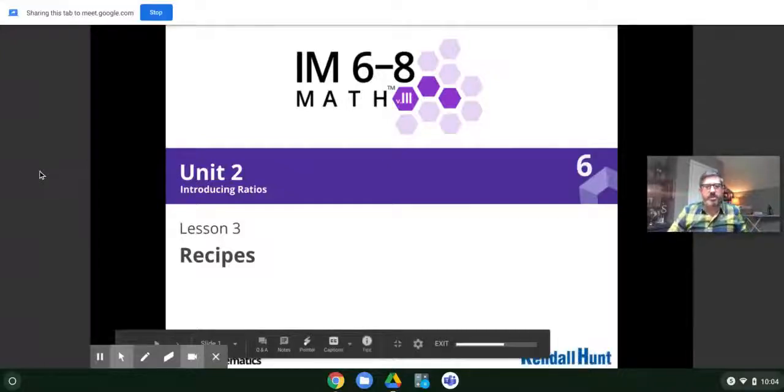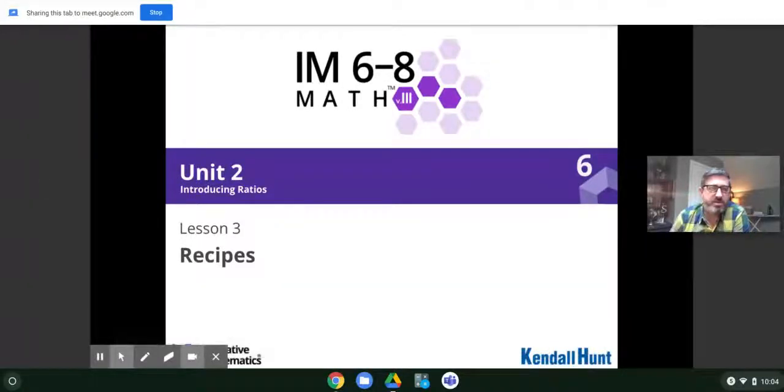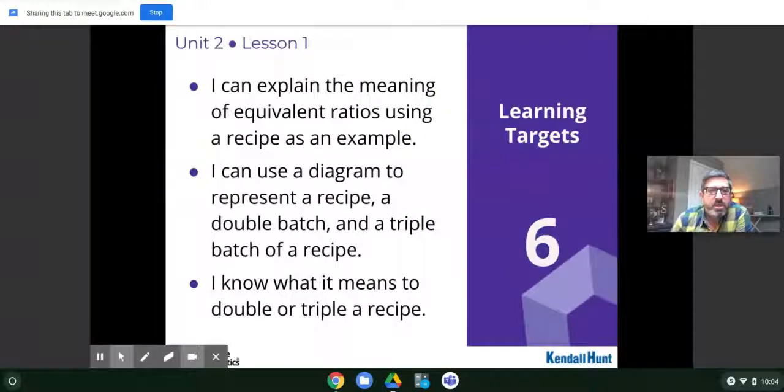All right, so we're going to talk about recipes today. So, who's hungry just thinking about recipes? I know I am. But we'll talk about recipes just to kind of wrap our minds around ratios a little better. So today, our learning targets are: I can explain the meaning of equivalent ratios using a recipe as an example. I can use a diagram to represent a recipe, a double batch and a triple batch of a recipe. I know what it means to double or triple a recipe.